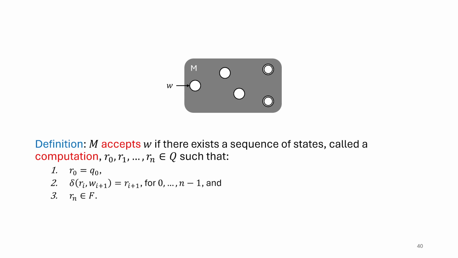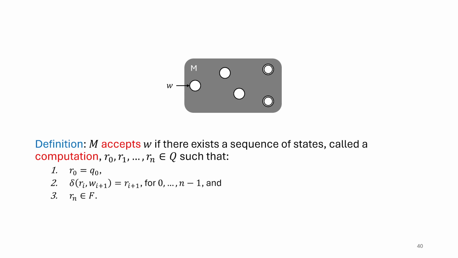Okay. Now notice this is a definition of what it means to accept W, but we could also make a definition of what it means to reject W, and the exact same thing would be true, except the last condition here, we would just need to say not in F, put a little slash in there, not an element of F, and now we've got a definition of what it means to reject W.